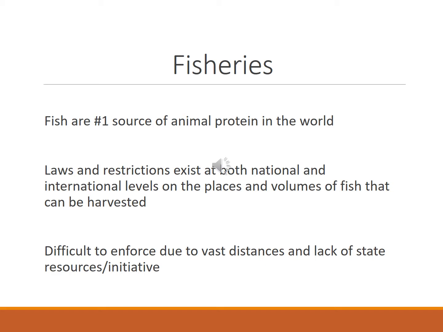And again, this is important because from a human security point of view, fish are the #1 source of animal protein in the world. Fish are by far the cheapest and most abundant and easily accessible source of animal protein. And so as a result of this, in order to protect this source of food and for the purpose of protecting the species in general, lots of laws have been drafted, lots of restrictions exist, both at national and international levels, that place limits on how much fish these fishermen can catch.